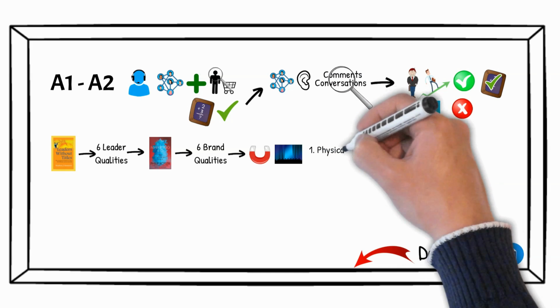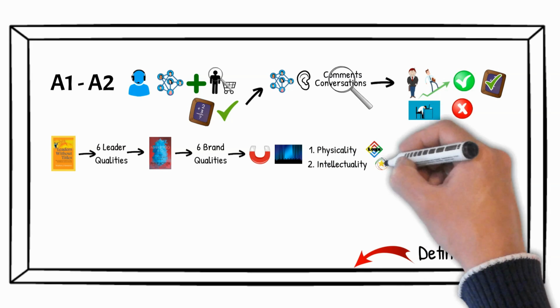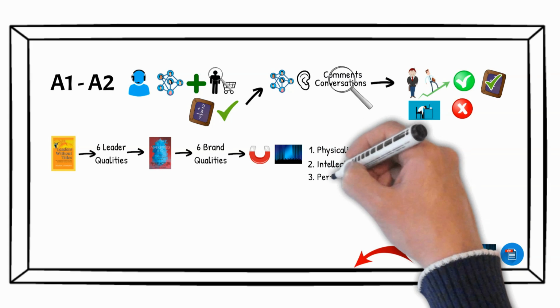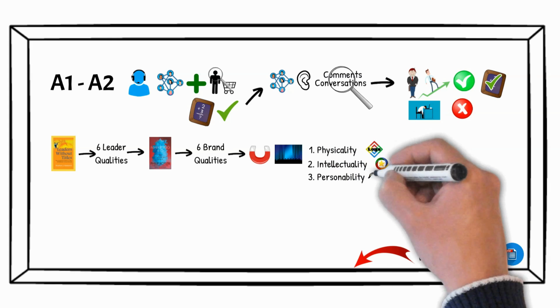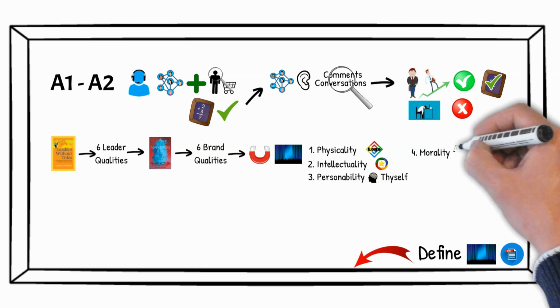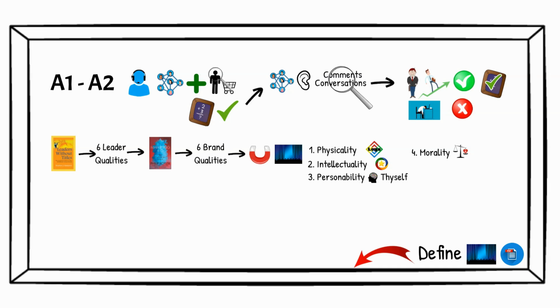1. Physicality. Logo and visual design. 2. Intellectuality. Smart and innovative solutions of problems like introduced by Tesla, Airbnb, and Uber. 3. Personability. Knowing your strengths and at the same time admitting your weaknesses or mistakes. 4. Morality. Doing what you consider morally right, even if it may hurt your profits.